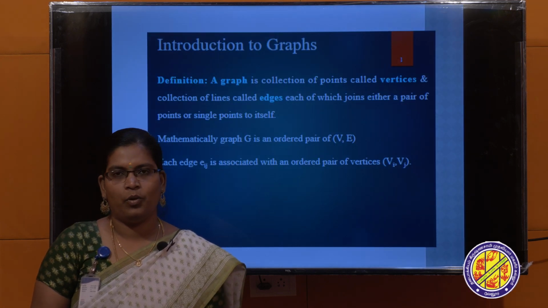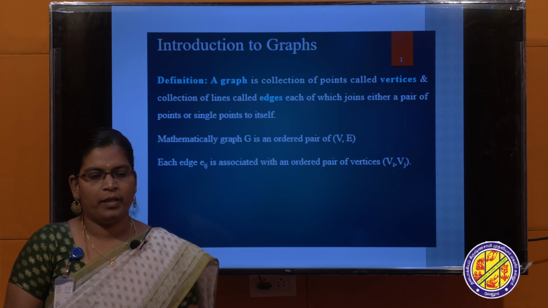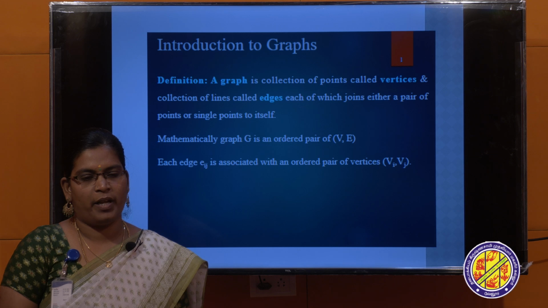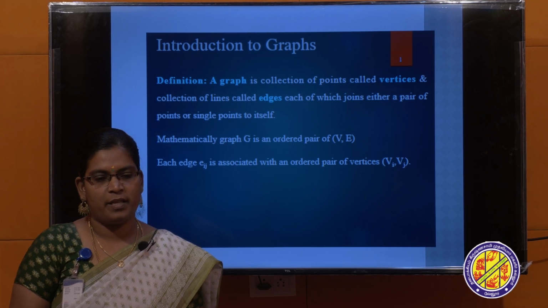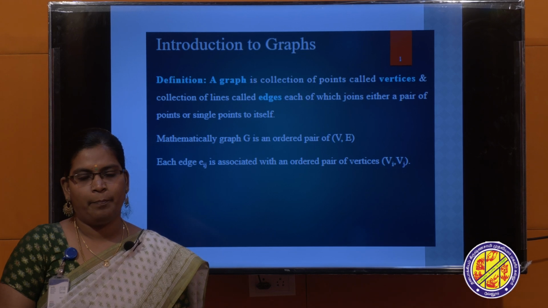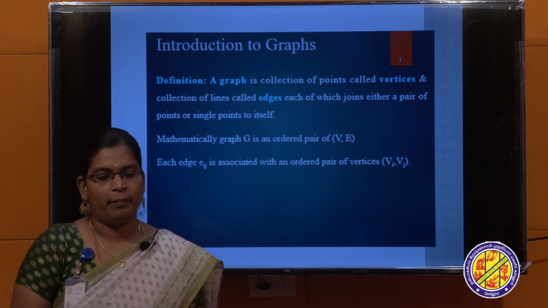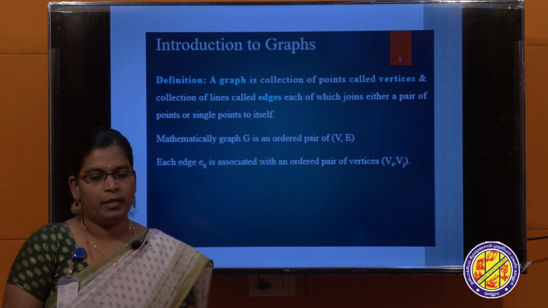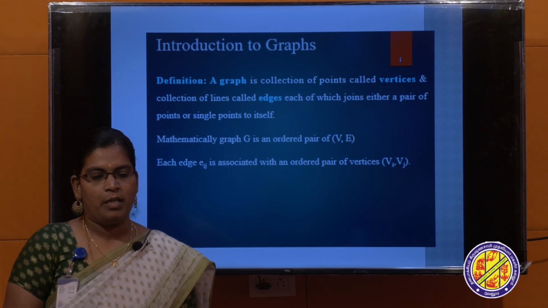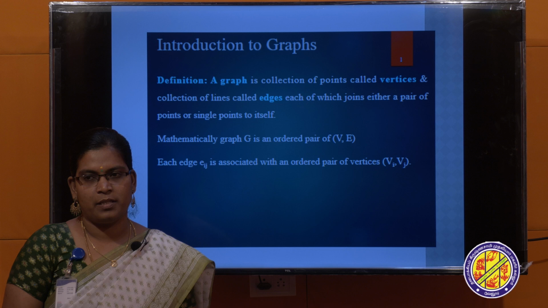Today we are going to see about the introduction of graphs. A graph is a collection of points called vertices and a collection of lines called edges, each of which joins either a pair of points or a single point to itself. So mathematically it is noted as an ordered pair (V, E). Here V consists of the set of vertices and E consists of the set of edges. That is, an edge is an ordered pair of vertices Vi and Vj.